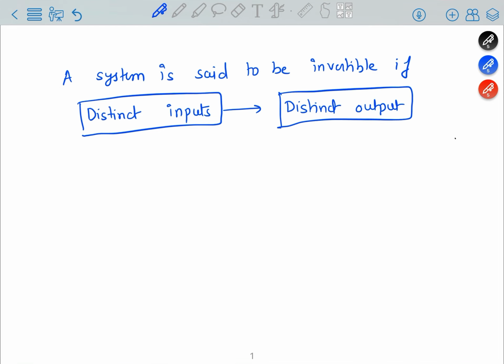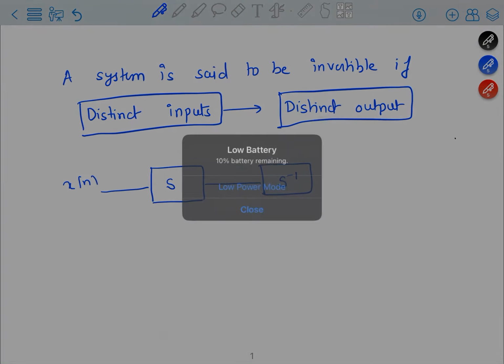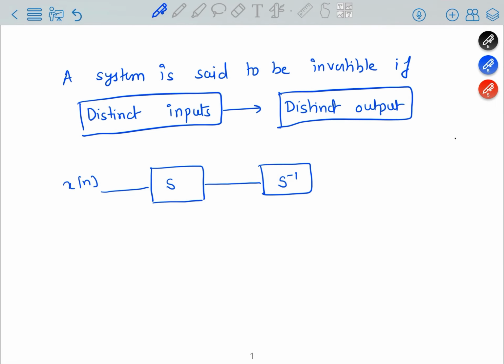So this is the definition, and a different way to understand invertibility is that if we cascade a system, so this is suppose a system and this is the inverse of the system. Suppose S to the power minus 1 represents the inverse of the system, and if we cascade these two back to back, the output will be the same as the input.